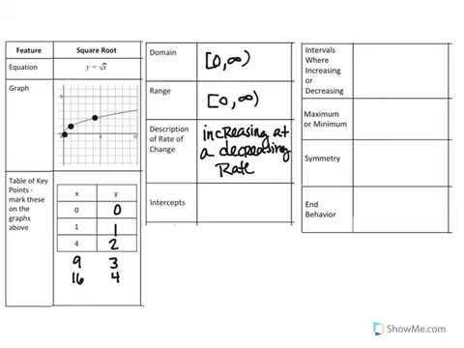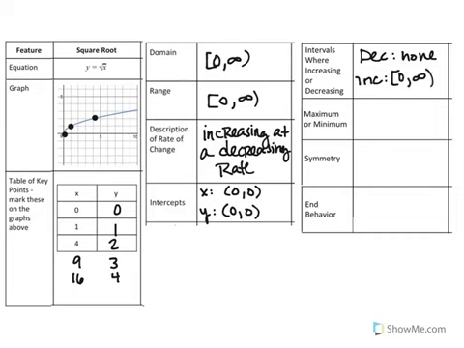The intercepts here are the x is 0, 0, and the y is also 0, 0. The intervals where it's increasing and decreasing, this one does not decrease, so there are none of those. Increasing, it increases over the full domain, so from 0 to infinity. The maximum or min, you could say there's a minimum here at y equals 0.